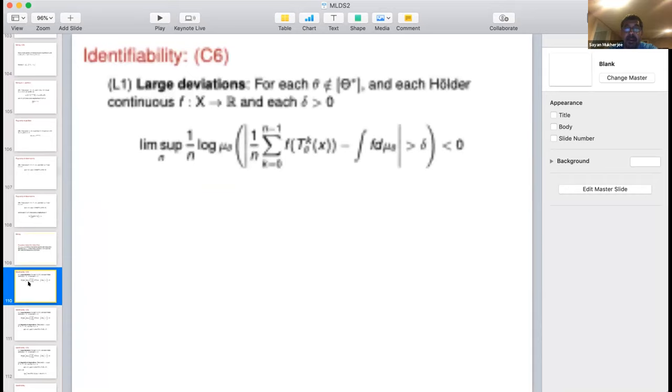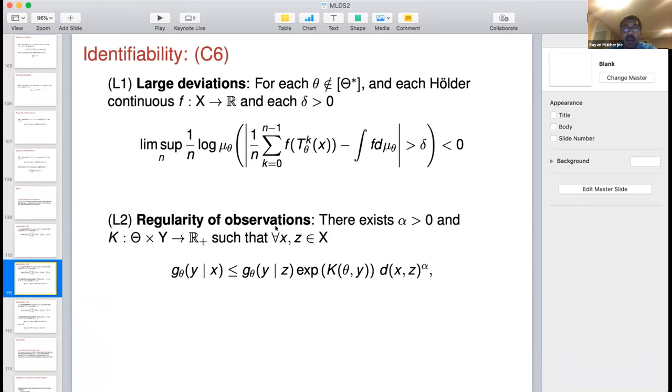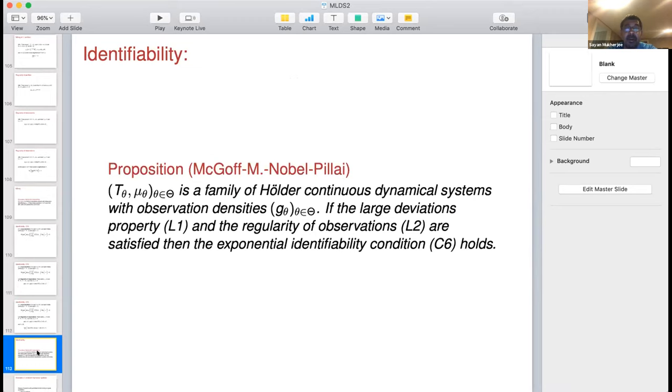Now, the identifiability you could get basically is a large deviation result. And I'll talk about large deviations later on, but this is really thinking about this as a large deviation. L2 is just my regularity of observations. That's all. Okay.